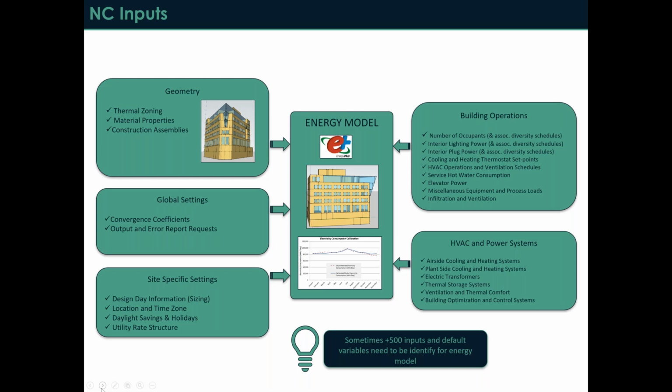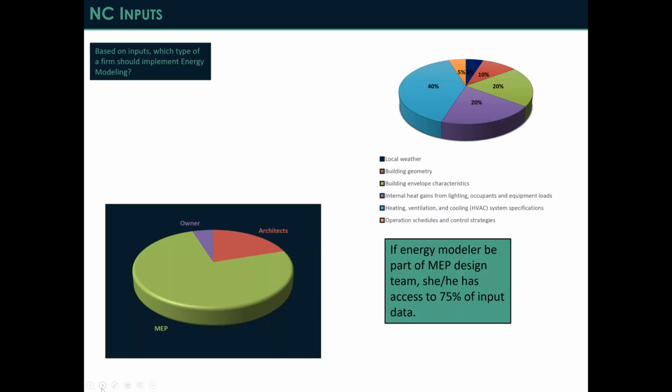Just in general, remember that sometimes over 500 inputs and default variables need to be identified for energy modeling to get accurate data out. One thing I have to say about the inputs: the energy modeler needs to update the energy modeling data inputs. We need to know where they are. If we talk about it overall, the inputs I defined on the right side of the building show, for example, 40% is the HVAC system and 20% is internal heat gain from lighting.